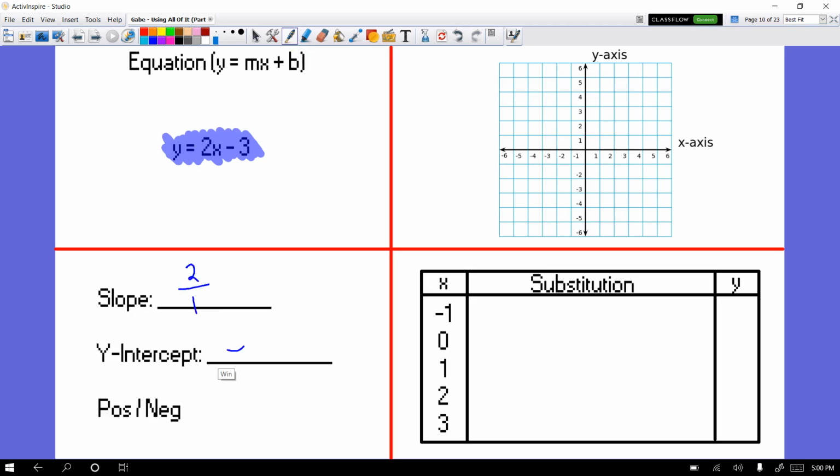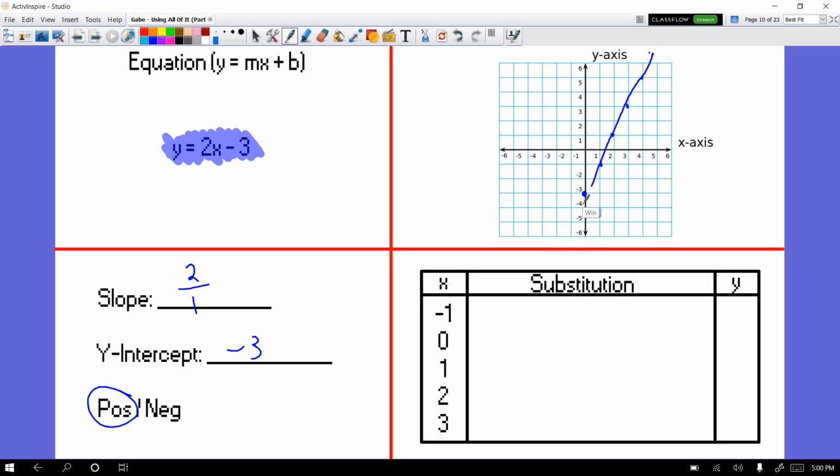I know that my y-intercept is -3. And I know that since this is positive and my slope is positive, I got a positive line. Super easy. If I wanted to, which I can, I could make the line already. So I know it starts at -3. I know it goes up 2 over 1.